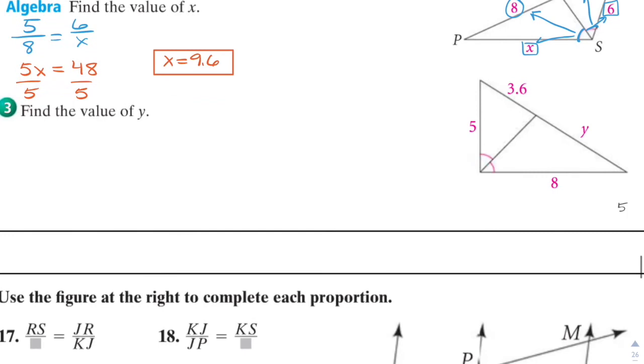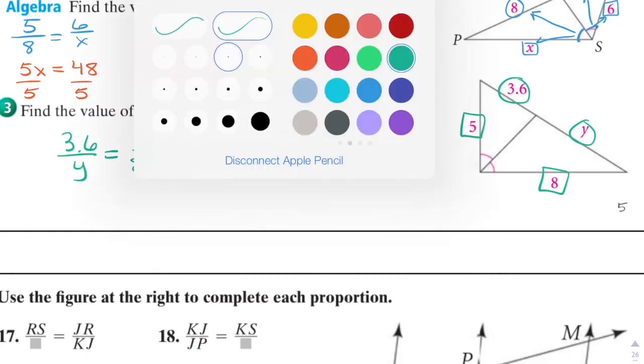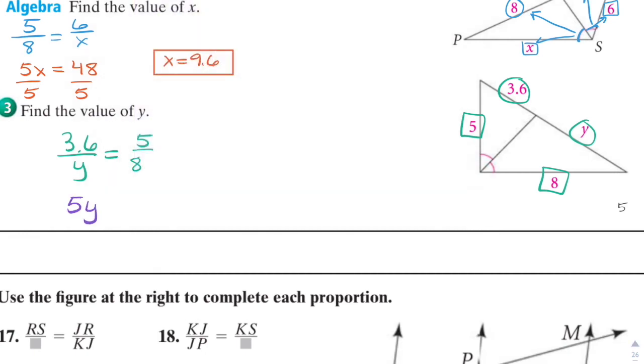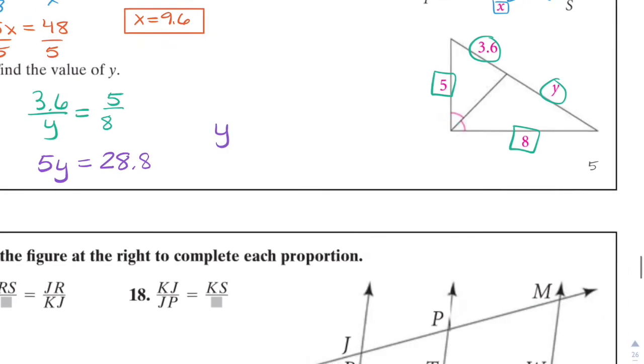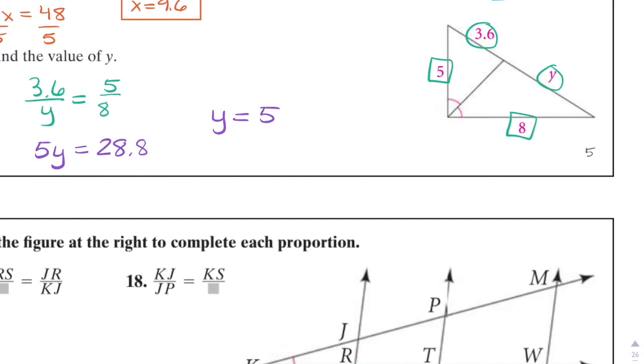So in this next one, we're going to do 3.6 is to y as 5 is to 8. So we have 5y equals 3.6 times 8, which is 28.8. So we have y, we're going to divide both by 5, and we get y equals 5.76.